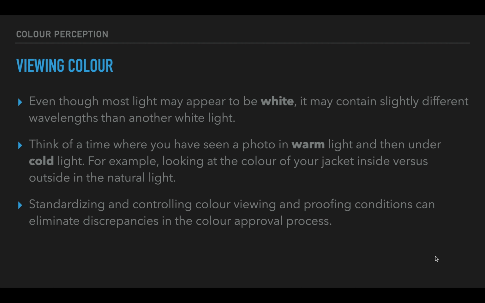Viewing color. Even though most light may appear to be white, it may contain slightly different wavelengths than another white light. Think of a time where you have seen a photo in warm light and then under cold light. For example, looking at the color of your jacket inside versus outside in the natural light. Standardizing and controlling color viewing and proofing conditions can eliminate discrepancies in the color approval process.